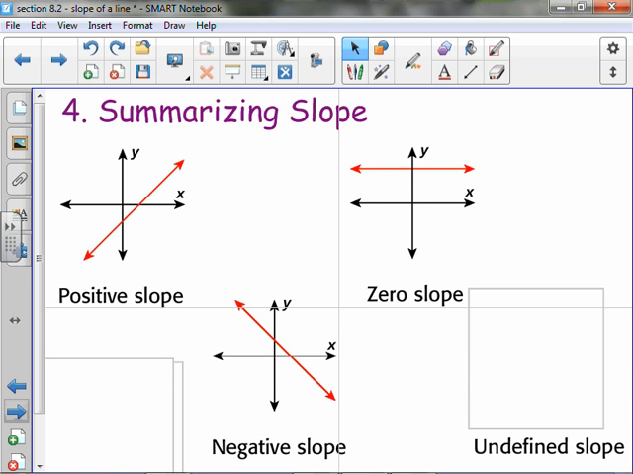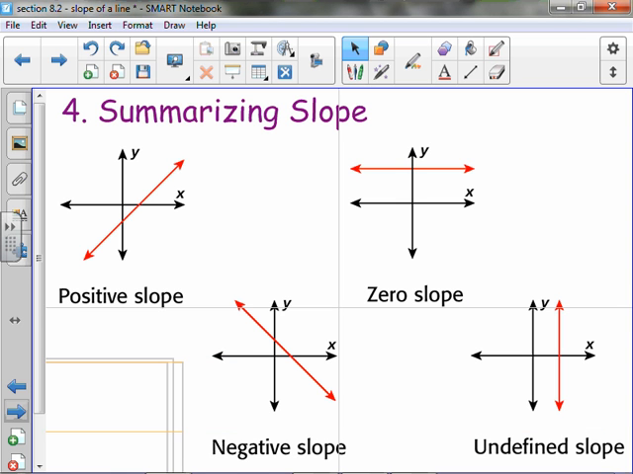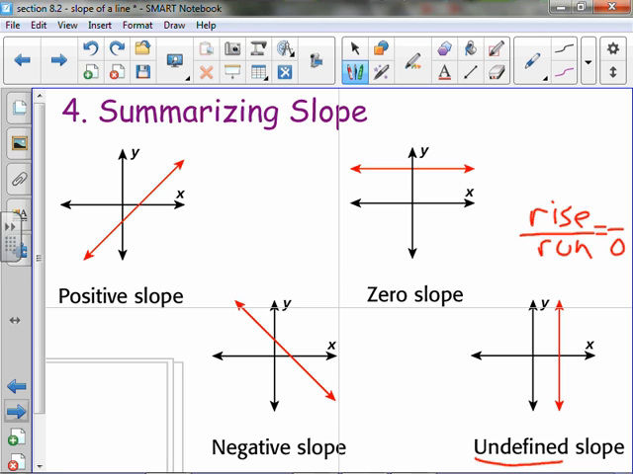And then slope can be undefined. That means we're going up and down, but not actually going over any. And the reason this is undefined is because we do rise over run. And our run is actually 0, so we're going to have a number that's dividing by 0. Let's say it was 2 divided by 0. We cannot divide by 0, so we have something that's undefined. Remember, dividing by 0 is one of those no-nos that you can't do. Okay, so these are the four possibilities we can have for slope, and that is it for this lesson. We are done.